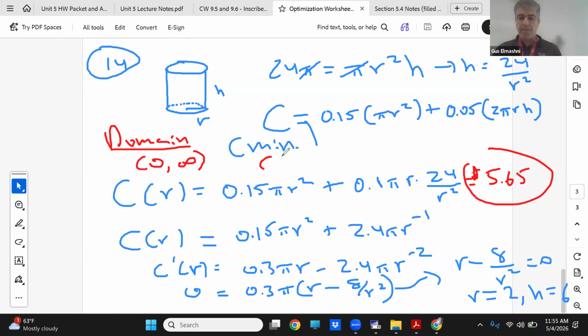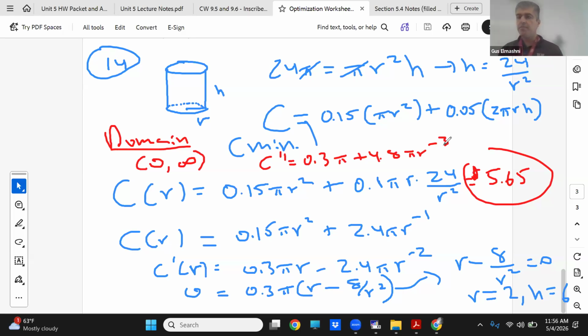If I do a second derivative, I get 0.3 pi plus 4.8 pi r to -3. If you were to plug in any value that's bigger than 0 for r, it's going to be positive.